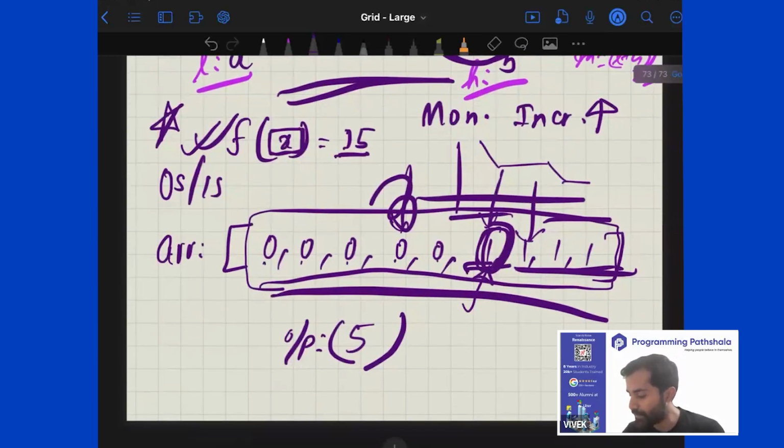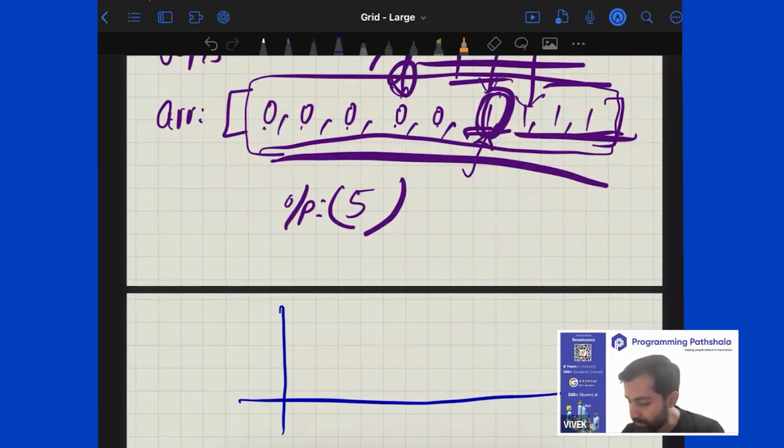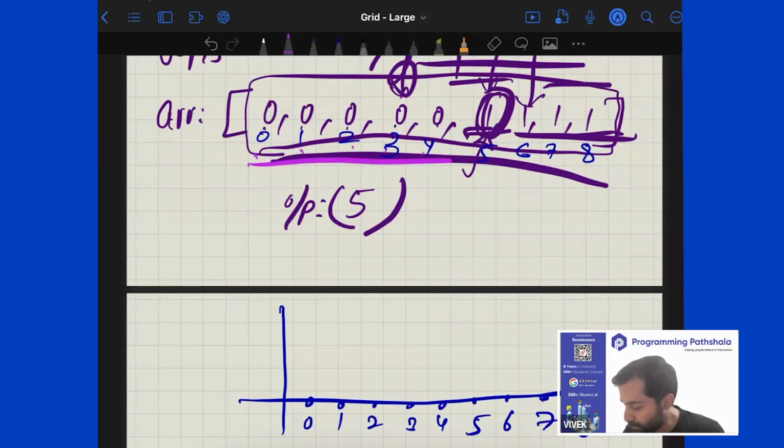Now, what I'm trying to tell you from here is that, guys, this scenario can be plotted as a graph. And why I'm doing that is to just give you a feel of what we are about to do. Let's just quickly plot a graph, and these indices, let's number them 0, 1, 2, 3, 4, 5, 6, 7, 8. From 0 to 4, the values are 0. Here the value is 0, 0, 0, 0, 0. At 5, the value is 1. At 6, the value is 1. At 7, the value is 1. At 8, the value is 1.